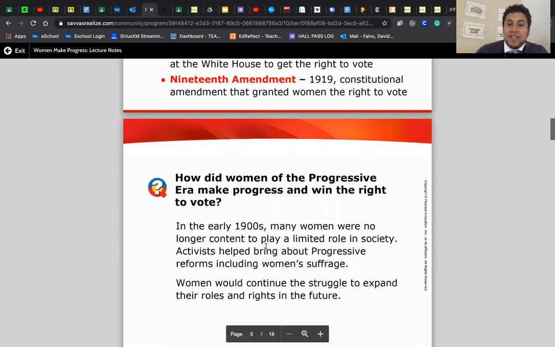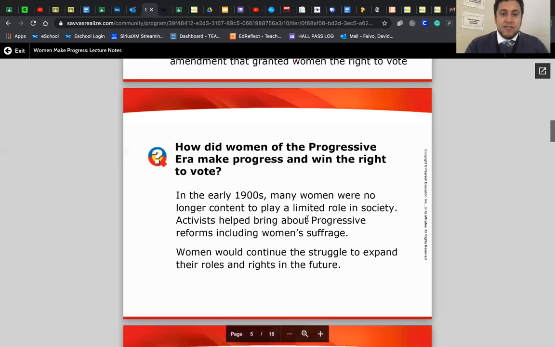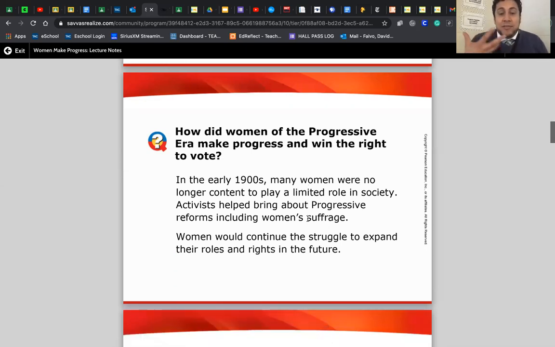So how did women of the progressive era make progress and win the right to vote? In the early 1900s, many women were no longer content with playing a limited role in society. So basically, women being housewives, wives, mothers, women wanted more rights. They wanted to be out in society rather than just being stuck in the home doing domestic work, cleaning, cooking, mothering, all that stuff. So they wanted to bring change during the progressive era.